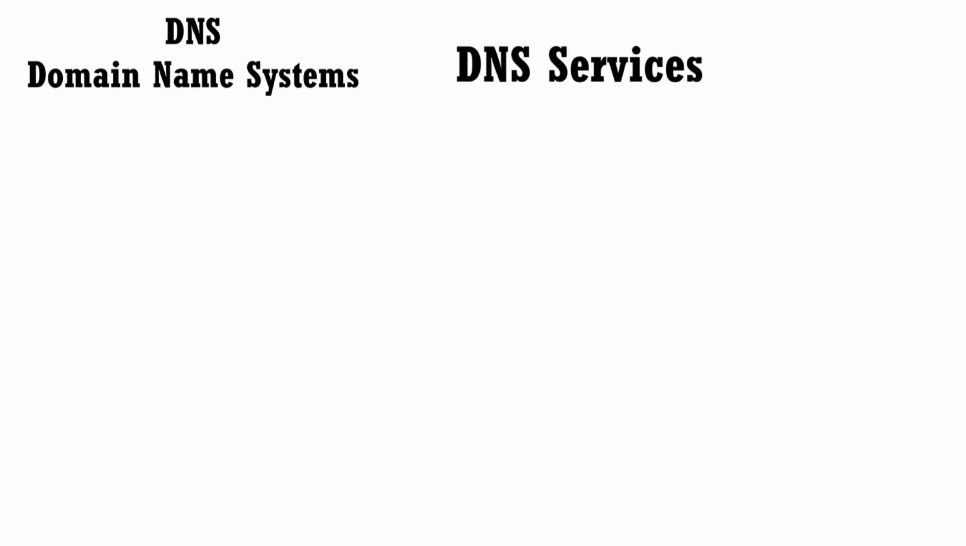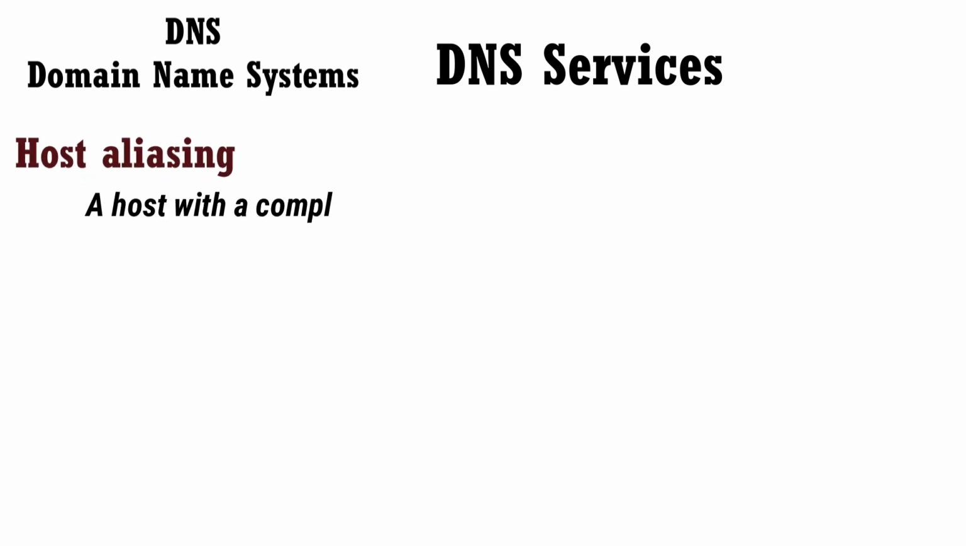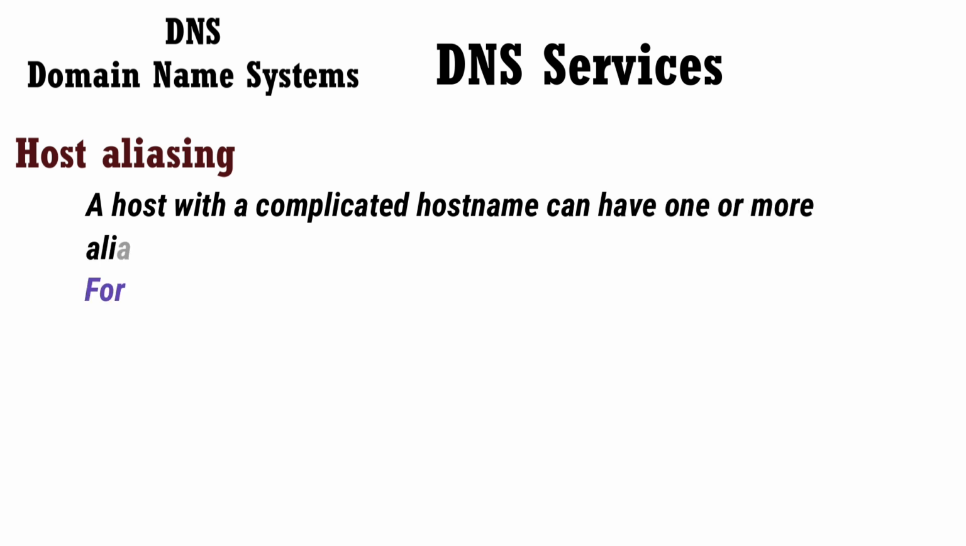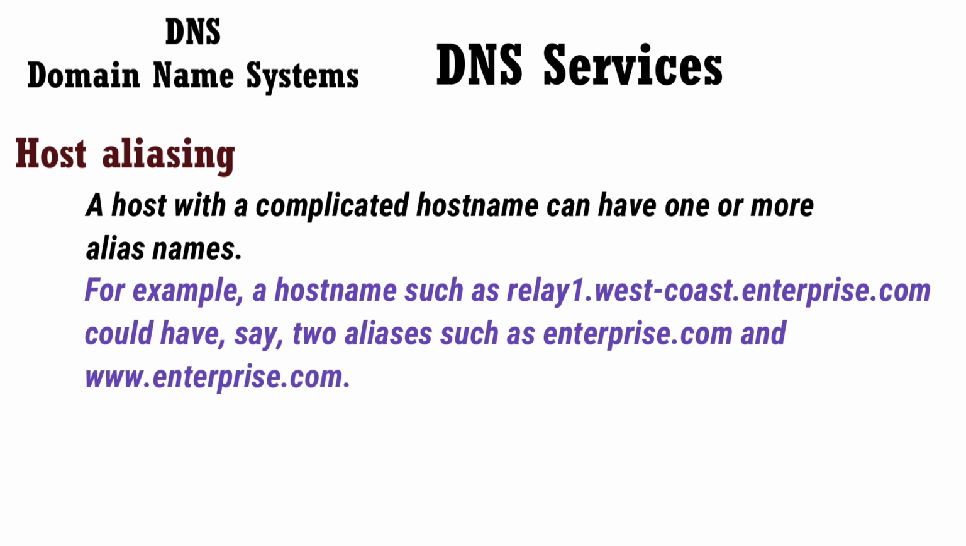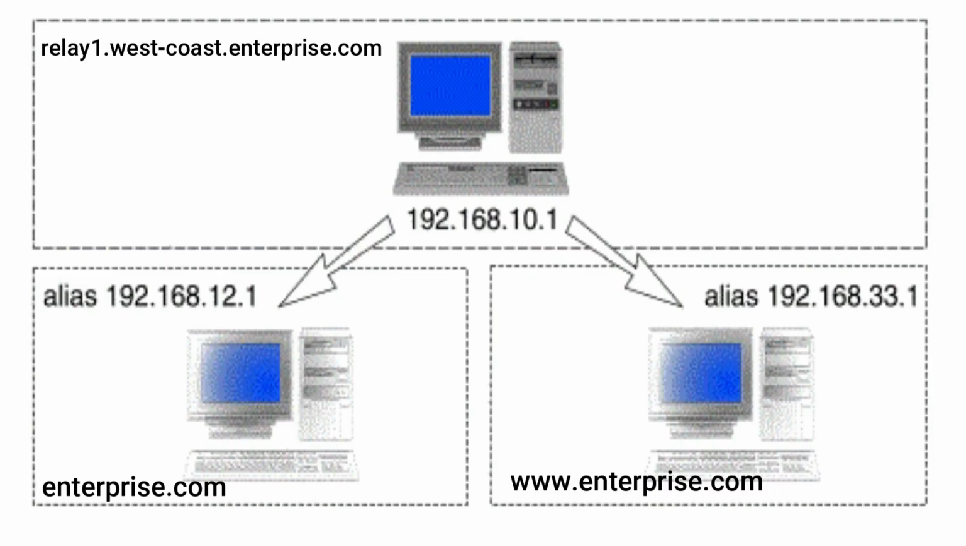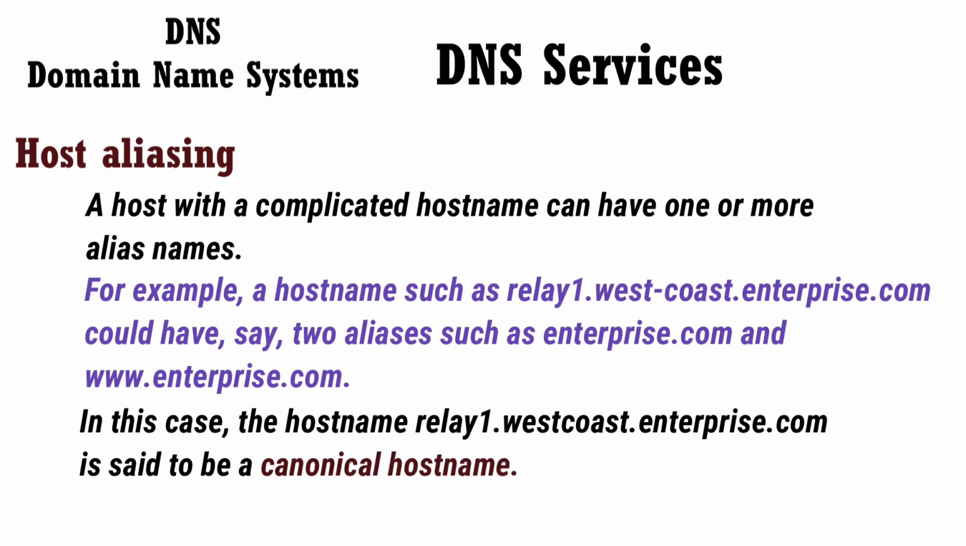DNS provides a few other important services in addition to translating host names to IP addresses. First one, host aliasing. A host with a complicated host name can have one or more alias names. For example, a host name such as relay1.westcoast.enterprise.com could have two alias names such as enterprise.com and www.enterprise.com. In this case, the host name relay1.westcoast.enterprise.com is said to be the canonical host name.